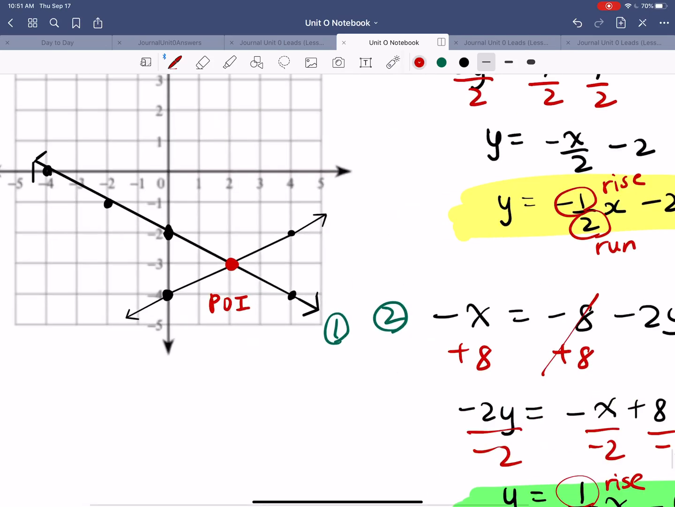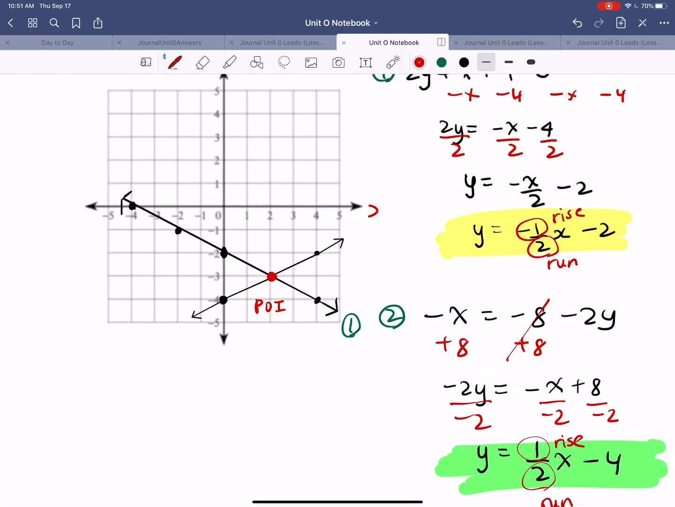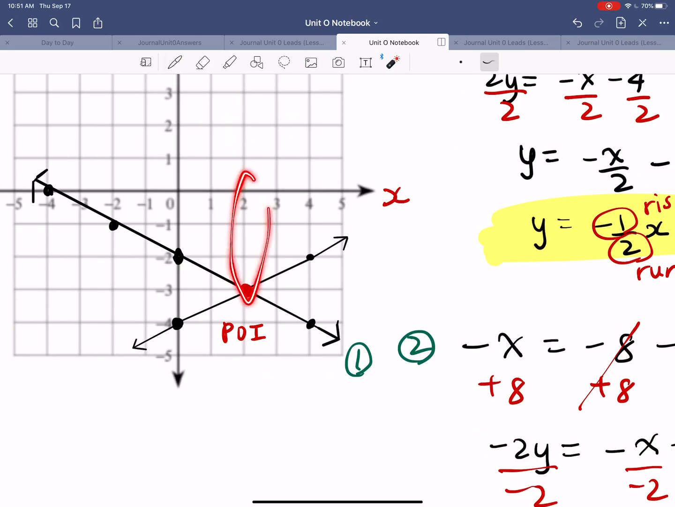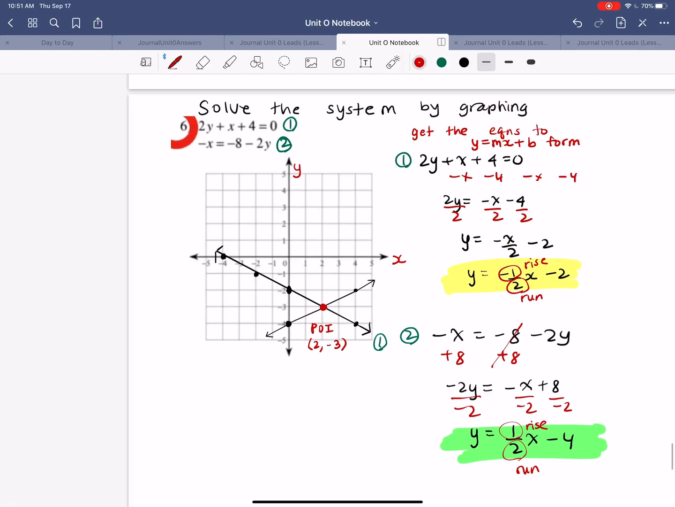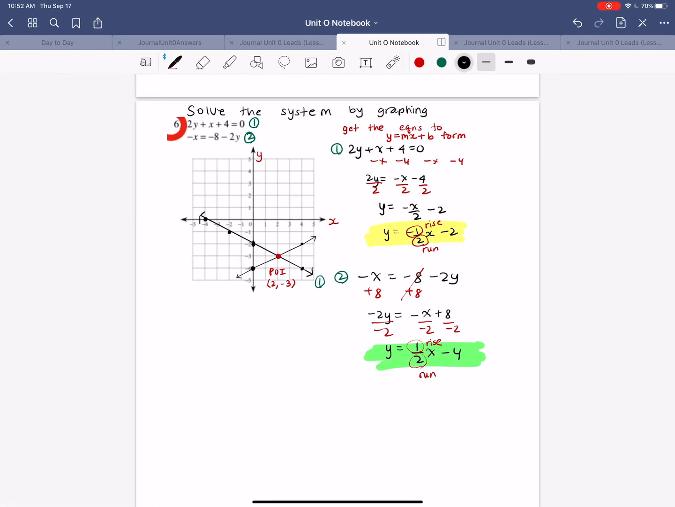And so I am noticing that, well, this is the x and this is the y, and we always write the x first and then the y. So that means the x is 2 and the y is negative 3. So my POI is 2 comma negative 3. And you're just going to conclude that. So you're going to say, therefore, the POI is 2 comma negative 3. And you're done.